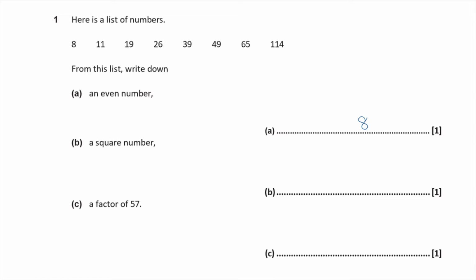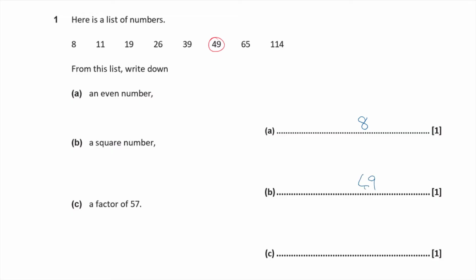A square number. So the square numbers are 1, 4, 9, 16, 25, 36, 49. So 49 is a square number, isn't it? So I'm going to pick that one, 49.